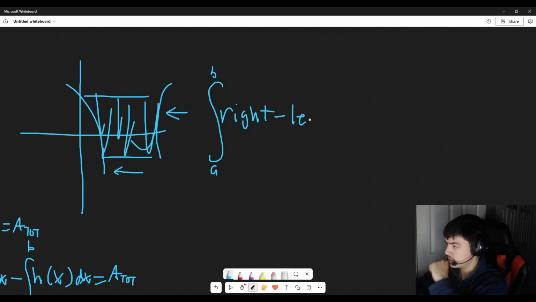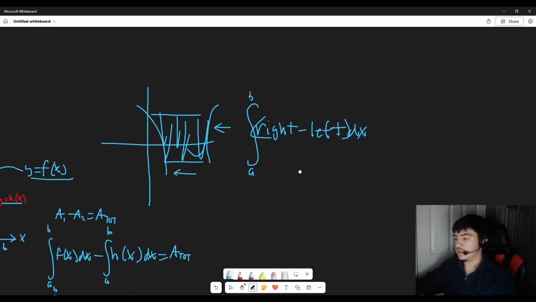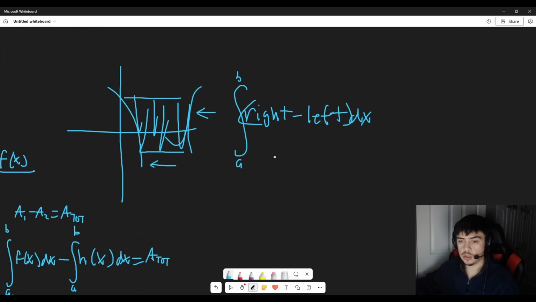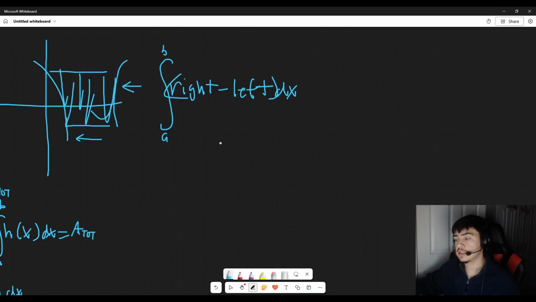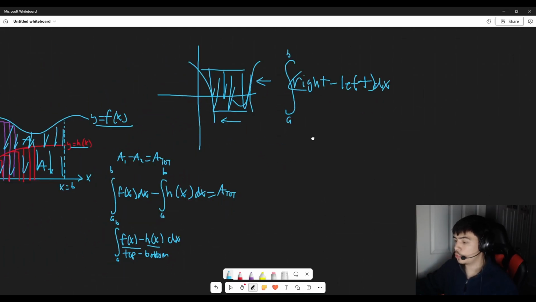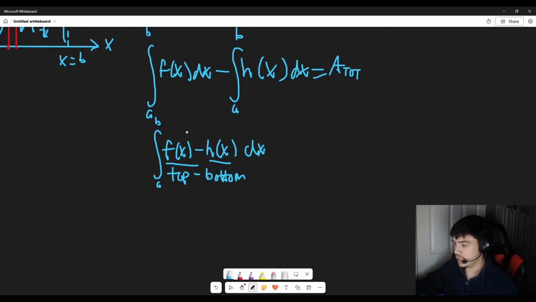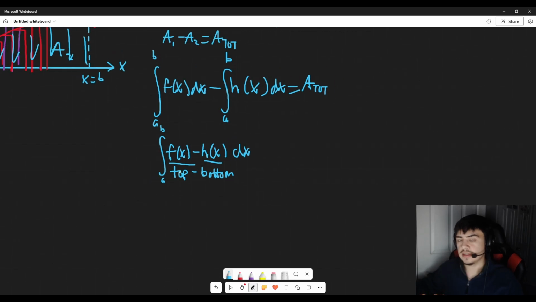Right minus left, like this. Don't worry too much if this is confusing to you. I'll be going over some examples to make this clear. But yeah, these are the formulas that you really want to remember. This is really it right here, just f of x minus h of x. Let's go ahead and jump into our first example.